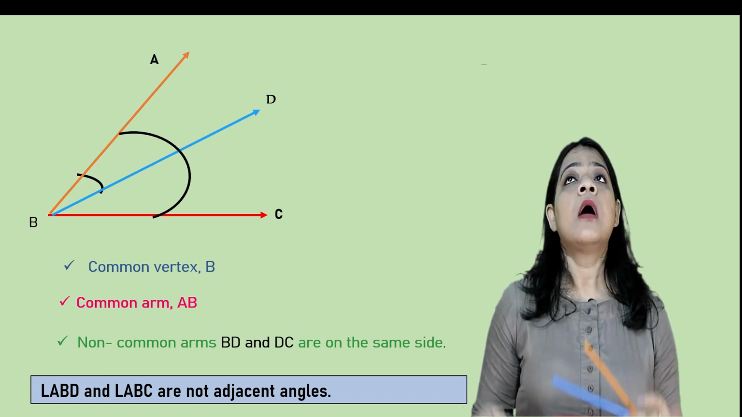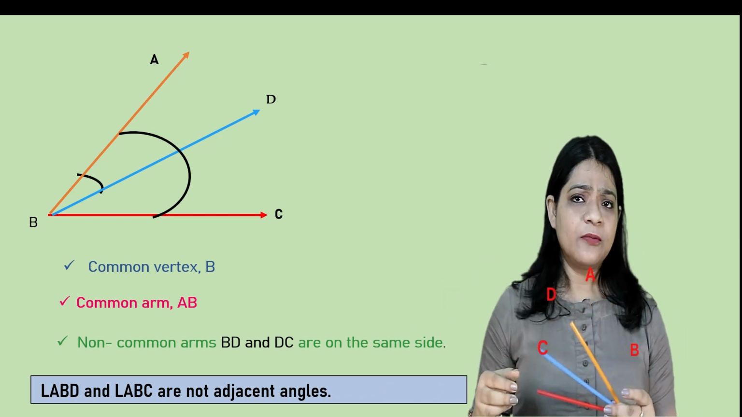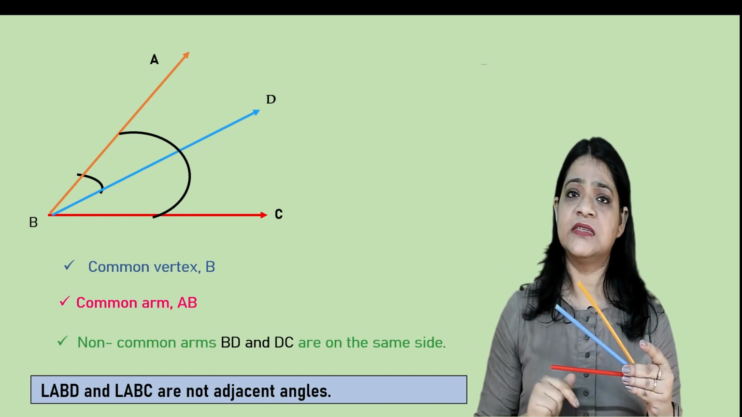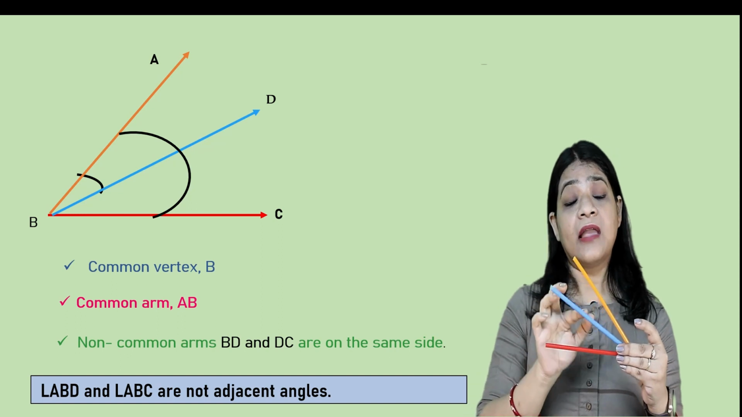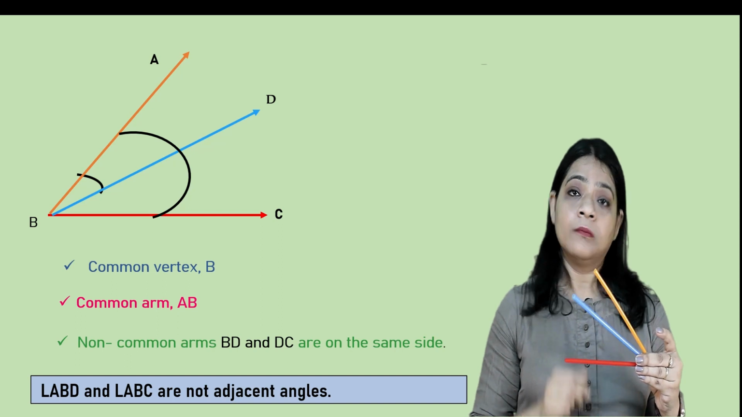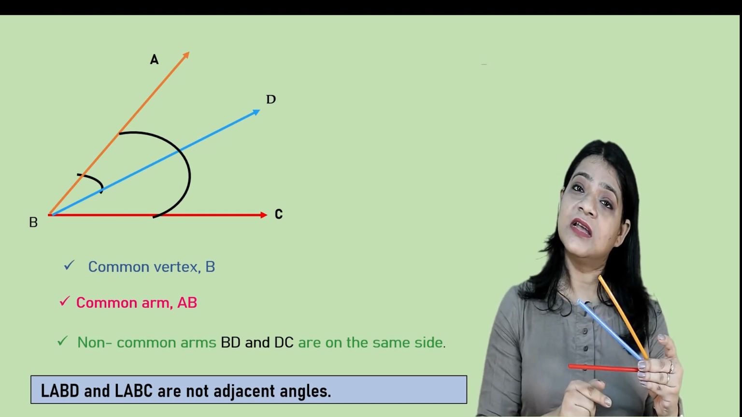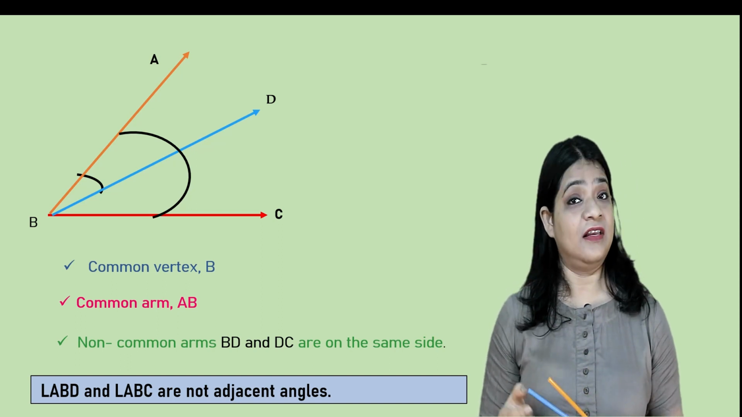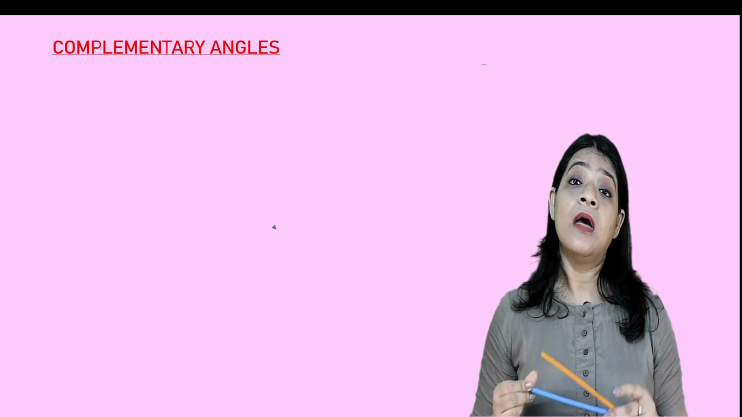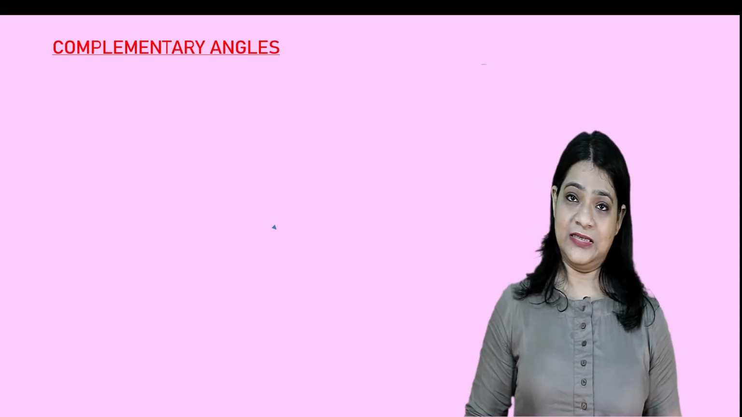Again, let us come to the concept of angle bisector. Suppose BD is the angle bisector and angle ABD is equal to angle BDC. Can we say these are adjacent angles? Yes, these are adjacent angles. So an angle bisector will always give you adjacent angles.